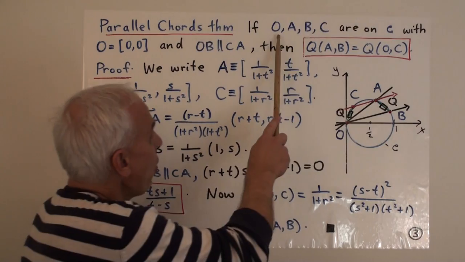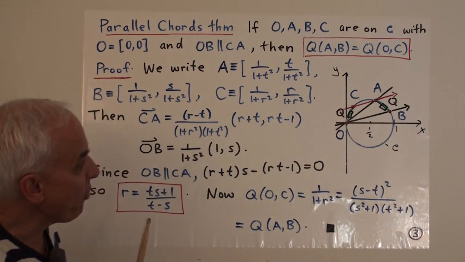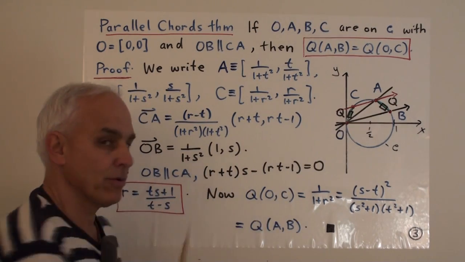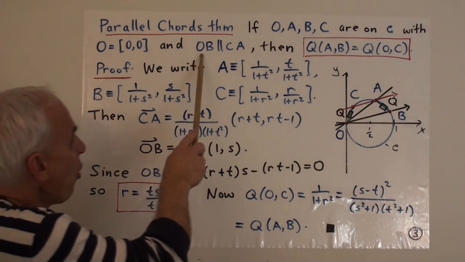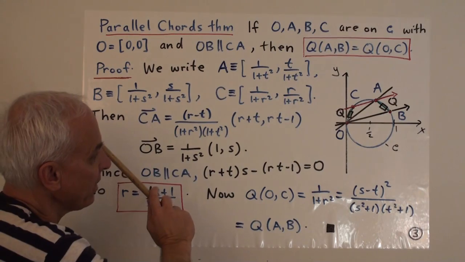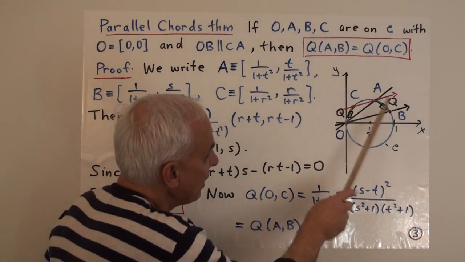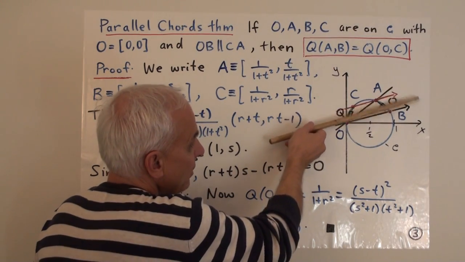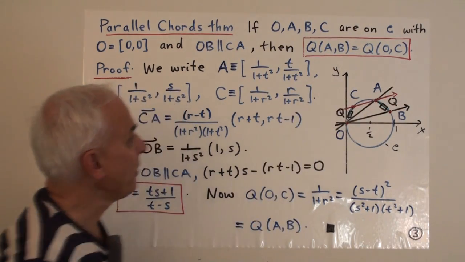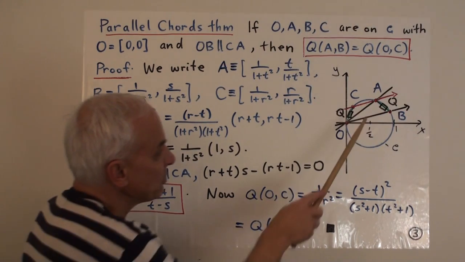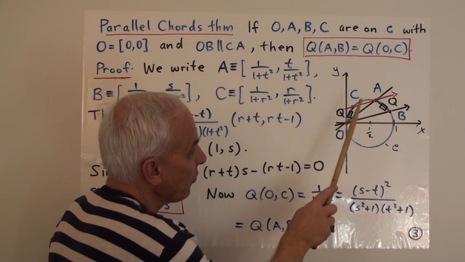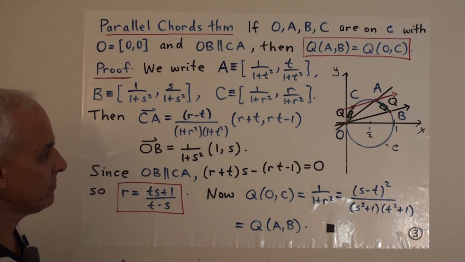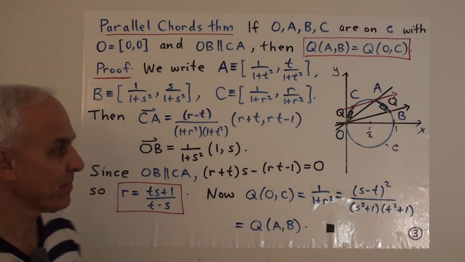Okay, so if O, A, B, and C are 4 points on our core circle C, with O being our usual origin, and OB parallel to CA. So OB is parallel to CA. All right, so these two lines are parallel. Then the quadrance between A and B equals the quadrance between O and C. I hope it's geometrically obvious.